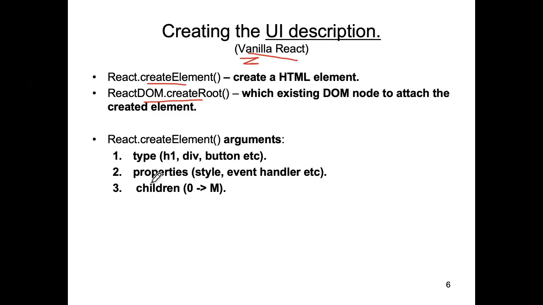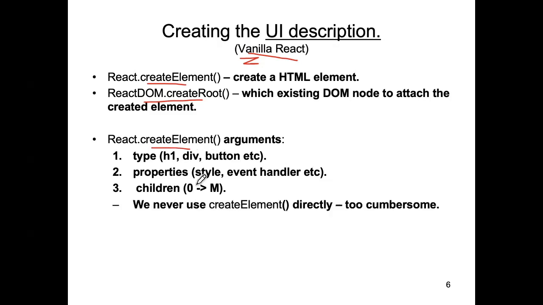And thirdly, and extremely importantly, what children do you want that element to have? Because we know we can nest HTML elements within elements. And so we need to be able to express that nesting as well using this createElement method, because I might want to create a div, and within that div, I might want some other sub-elements: a paragraph, a heading, a button, etc. And it's down here that I would indicate what children should be within that div. So we'll see an example of that in a second.